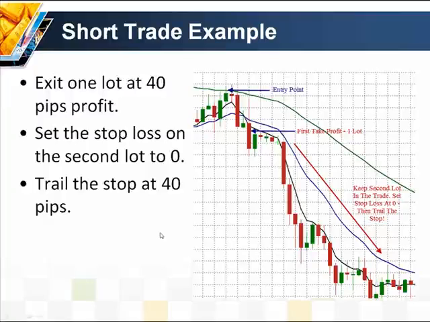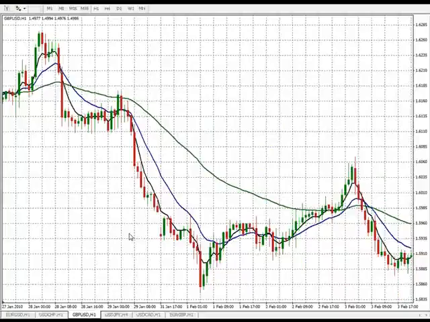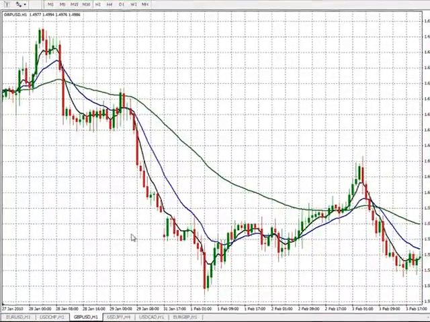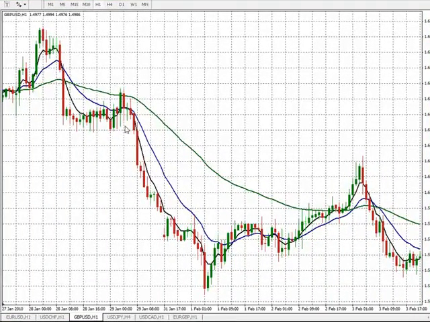Okay, let's just move on to MetaTrader 4 and take a look at some real trade examples on the MetaTrader platform, so you'll know better how to look for the entry points and to manage your trades as you're in them. Okay, let's take a look at a couple of example trades using short trades and this system.